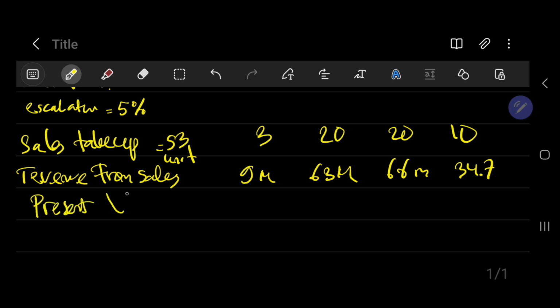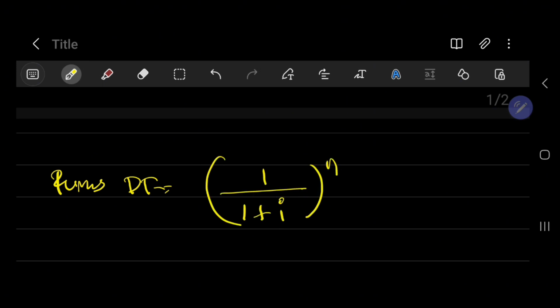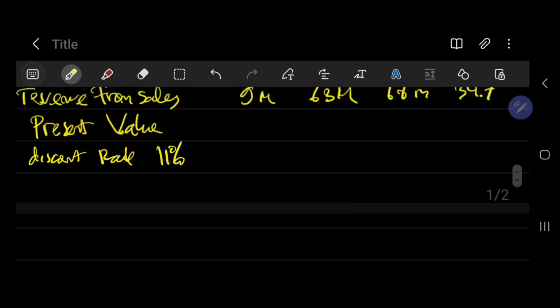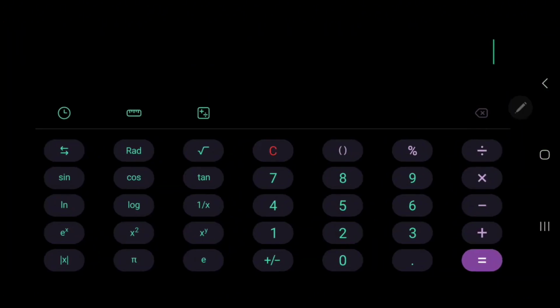We need to calculate the present value. We need to calculate the time value of money. So we assume that the discount rate is 11%. The formula for the discount factor is 1 divided by 1 plus the interest, to the power of n years. That's the basic formula. So we want to calculate the discount factor considering time value of money, because the money that we receive on the second year or the third year definitely will be different from if you receive it today.